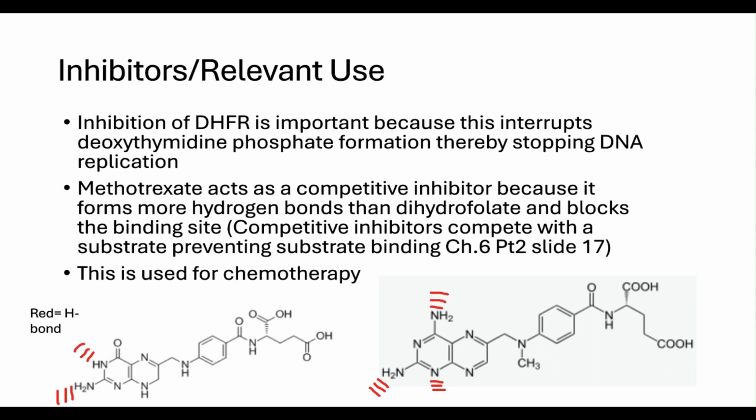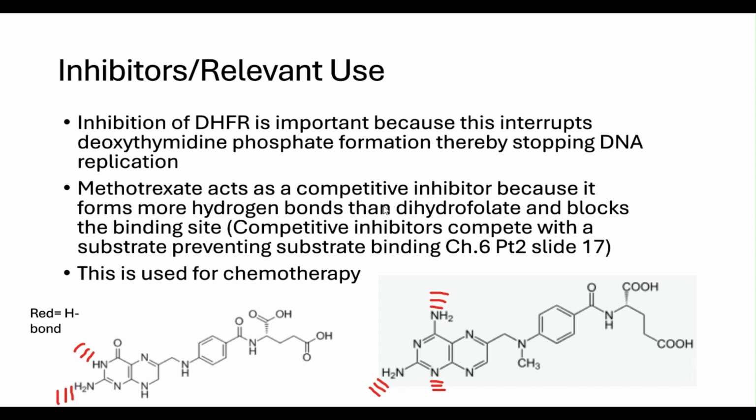So, common inhibitors. Well, if DHFR is needed for the synthesis of DNA, then why would we want to inhibit it? Well, it can be used in medicine. Inhibiting DHFR is important for chemotherapy because it can help prevent DNA replication in rapidly producing cancerous cells. The primary inhibitor that is used for this is methotrexate.